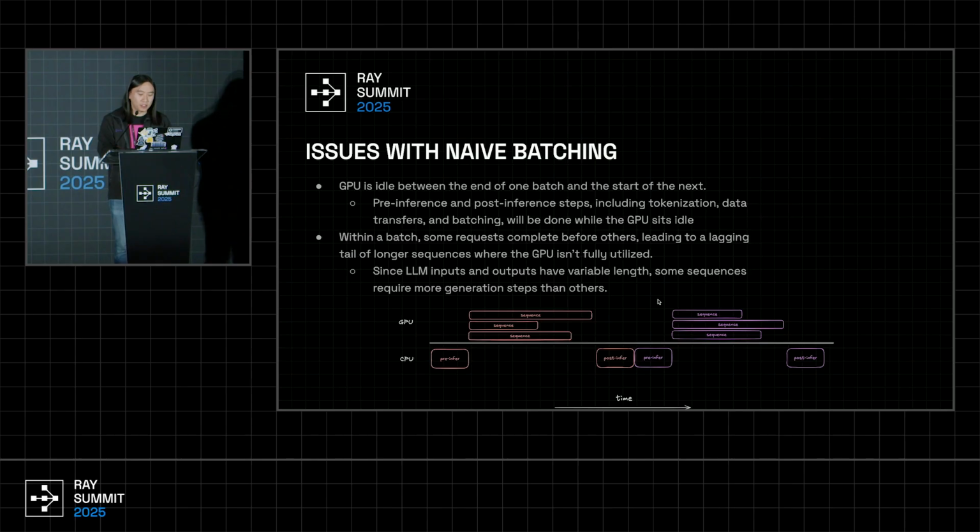And so what you'll see is something like this, where the top side, above this line, is GPU compute, and below is CPU, and you'll see a bunch of gaps, some of them because of the pre and post inference steps, and some of them because your sequences take different amounts of time to complete.